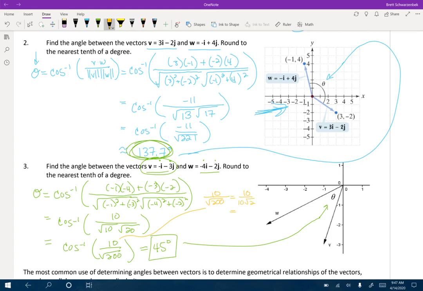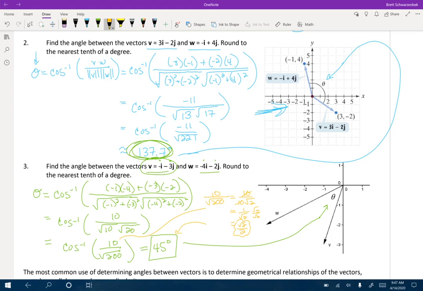You can cancel out the 10s, get 1 over root 2, and then if you rationalize, you're going to get root 2 over 2. So we know that the cosine inverse of root 2 over 2 is pi over 4, and guess what pi over 4 is? 45 degrees.